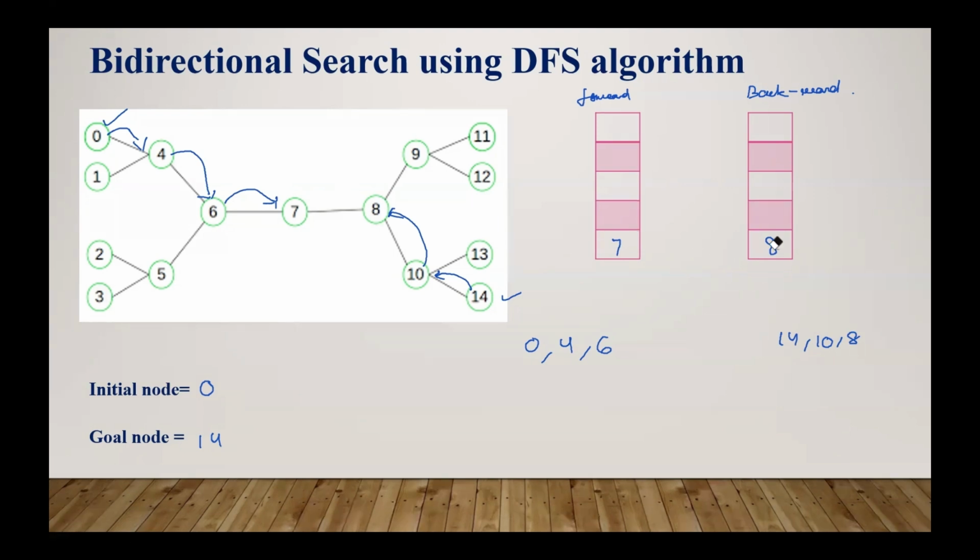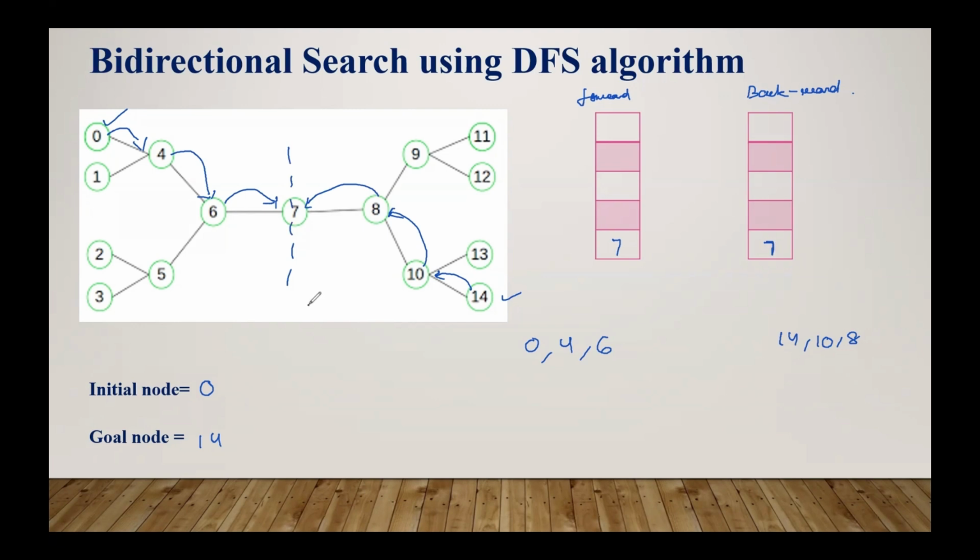Now what happened? We have to remove this one and make this 7. Now during this, after each and every forward expansion, we have to check whether it is an intersection point or not. Now it is an intersection point. So this is our intersection point.